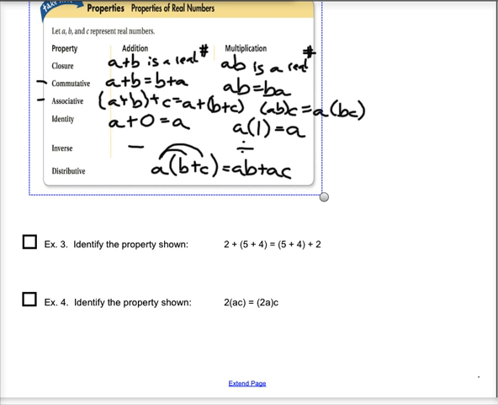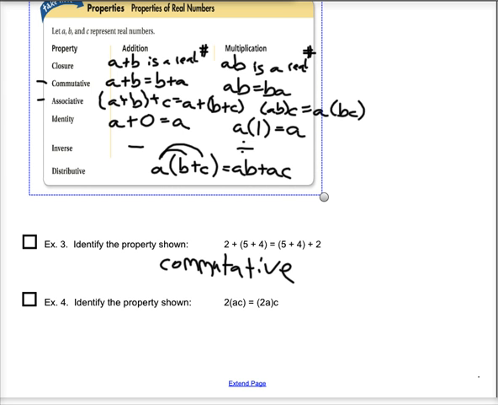So look up at our little note sheet there. Notice commutative. The commutative is the one that says if you flip the order, it does not matter, okay? For addition and multiplication, I should specify.